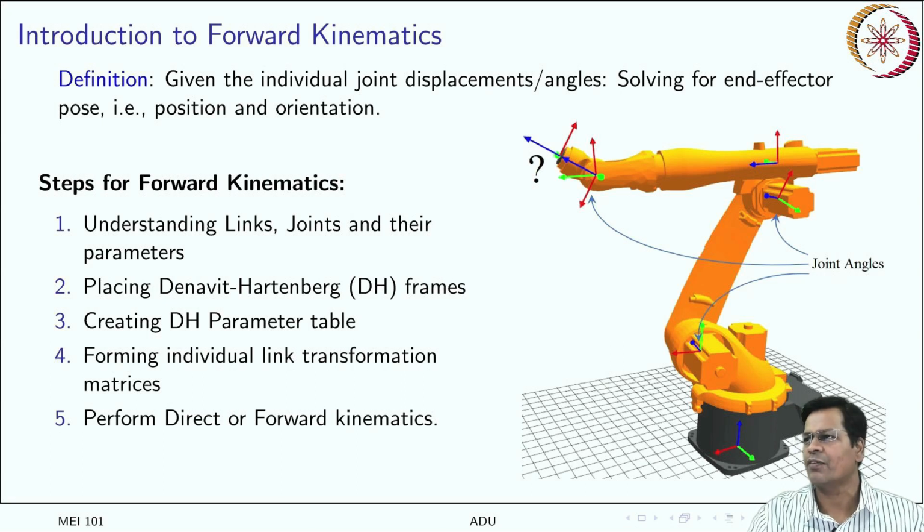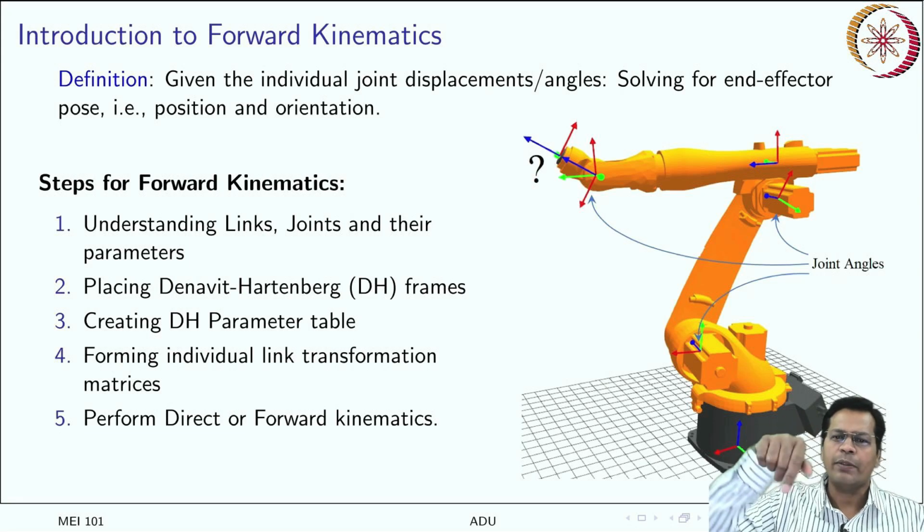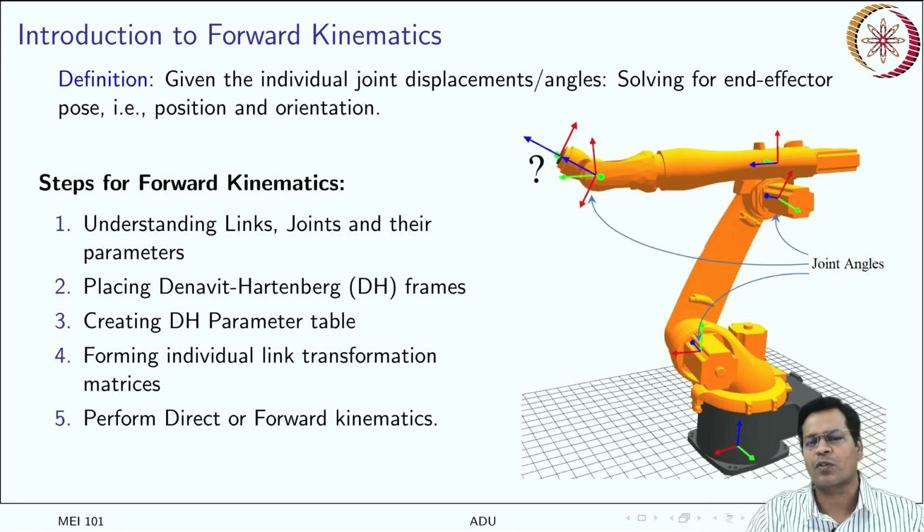It is defined as: given the individual joint displacements or angles, why displacement? Because the joint can be a rotary joint, it can be a prismatic joint also. In case of a prismatic joint, it is displacement. In case of an angular joint, it is angles. Solving for the end effector pose is forward kinematics. Pose means position and orientation. You are going there and you are orienting there in a particular way. We'll see when we actually do it.